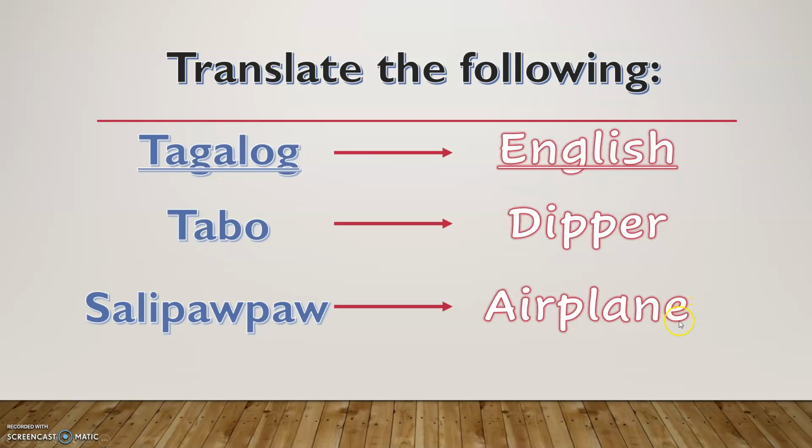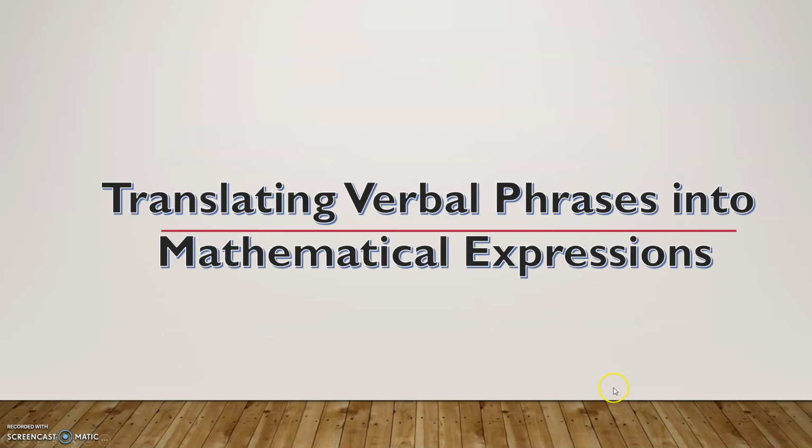Salipawpaw in English is airplane. Wow. So, why did we do this translating of Tagalog to English and English to Tagalog? Because our topic for today will also be about translating. But this is translating verbal phrases into mathematical expressions. So we need to know the words related to the different kinds of operations so that we are able to write these verbal phrases into mathematical expressions. So what are those words?